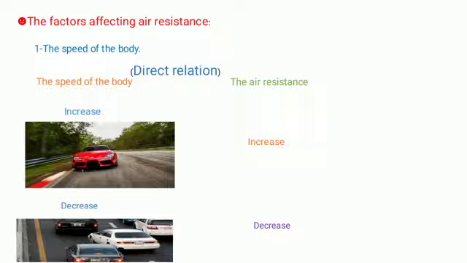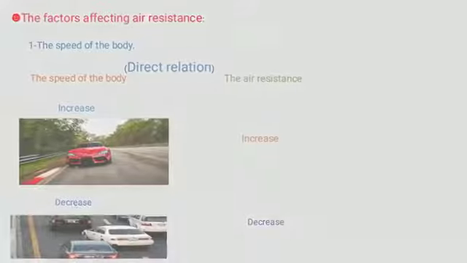And there are factors affecting the air resistance. The first factor is the speed of the body. When the speed of the body increases, the air resistance increases, and when the speed of the body decreases, the air resistance decreases. So there is a direct relation between the speed of the body and the air resistance.